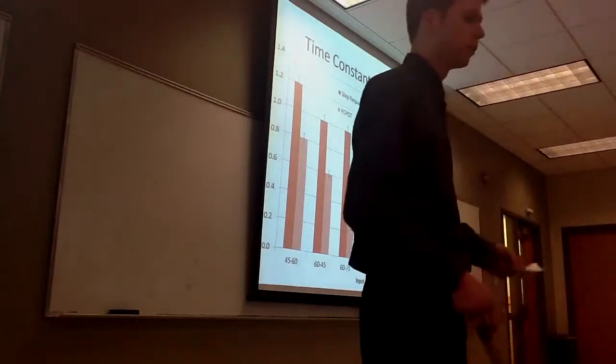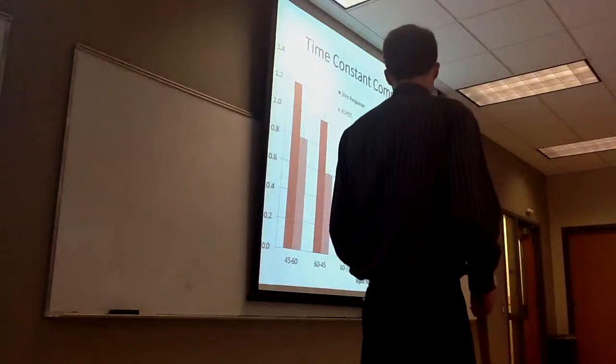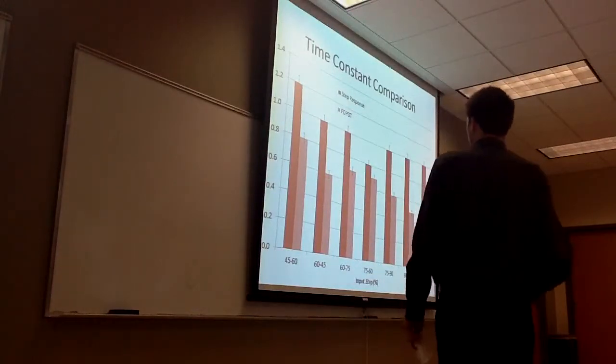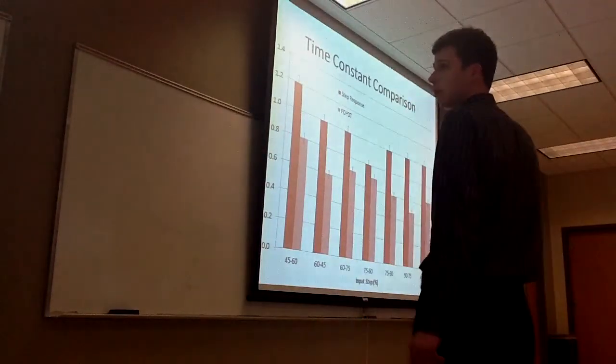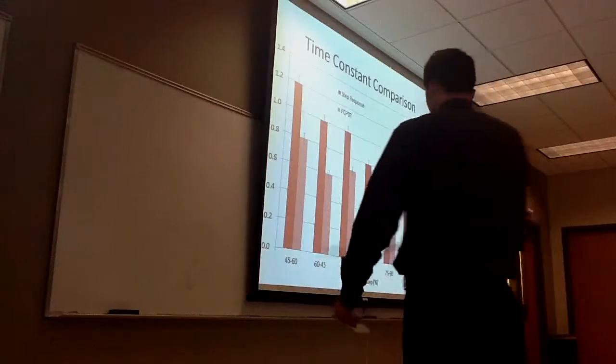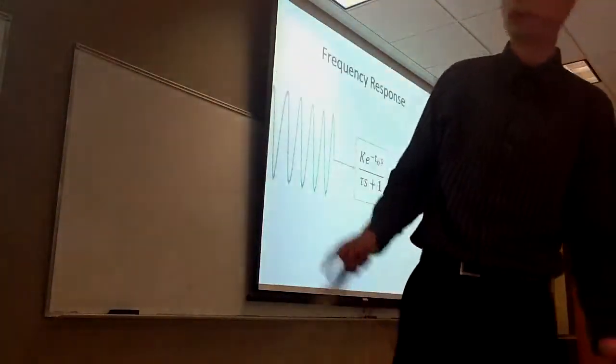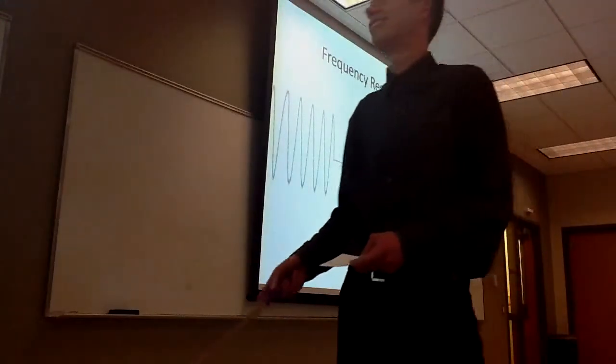This is our data for the time constant. The average for the time constant is about 0.8 seconds. I don't know why it's cutting off the seconds. I'm going to use this one. It's more reliable data over here.